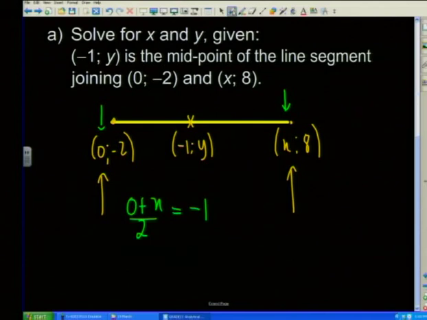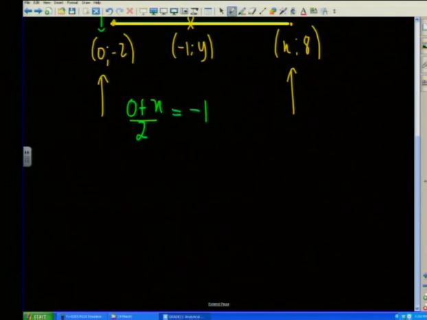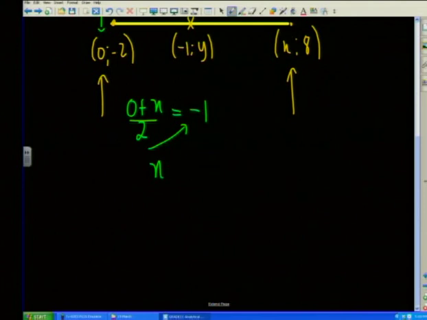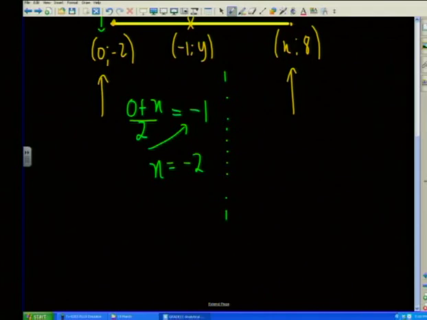And in terms of this Mickey Mouse equation, I know that 0 plus x is just x over 2, and so I can cross multiply the 2, and so I'm going to get x is equal to negative 2. In a similar way, I'm now going to go and solve for my y.